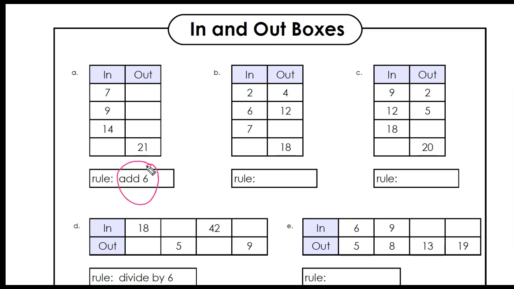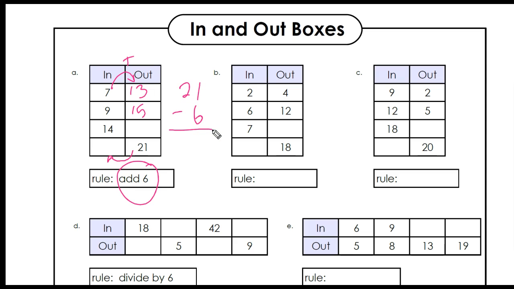So somebody thought it doesn't say 2. It says add 6. So if I'm adding 6, 7 plus 6 would be... 9 plus 6 would be 15. However, I have nothing and then 21. So if I'm going from here to here this way, I'm adding. But if I'm going backwards, I'm subtracting. So 21 minus 6, right?